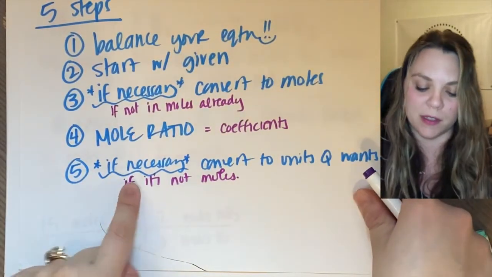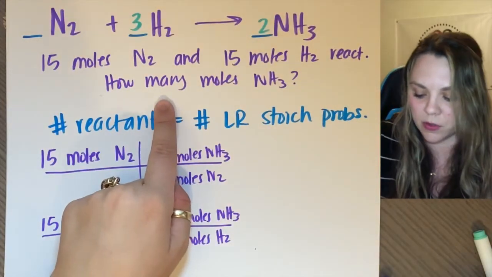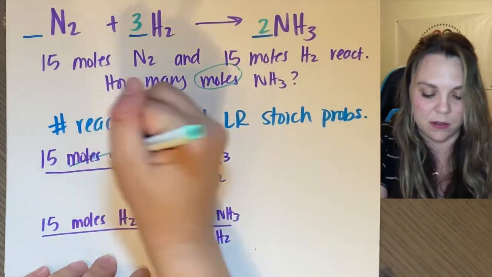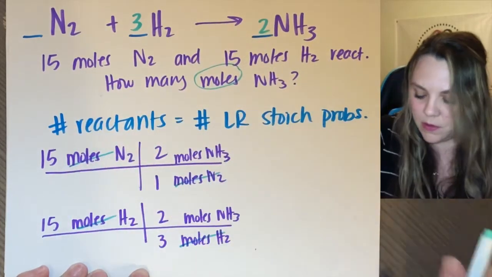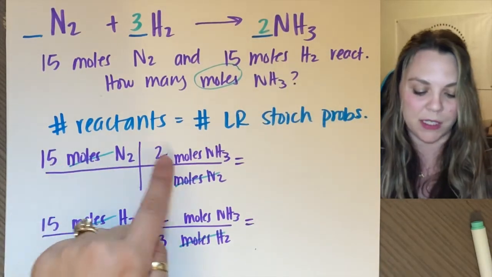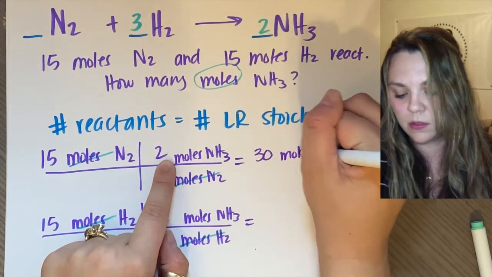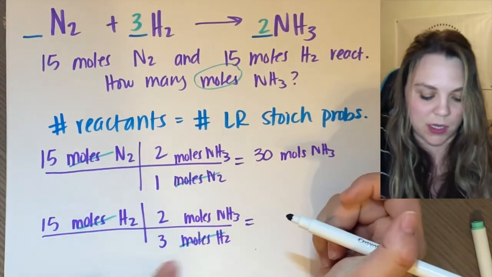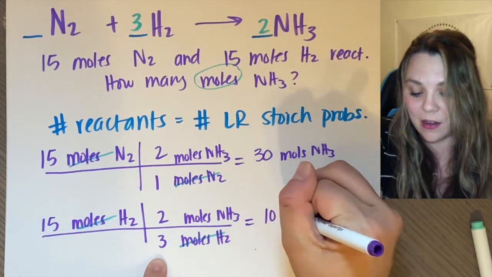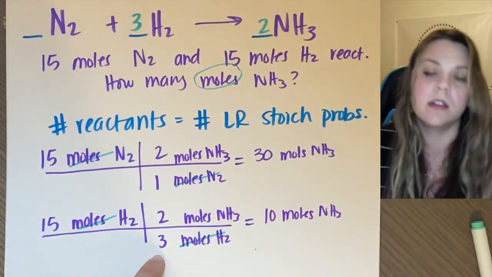And my last step, if necessary, convert to the units the question asks. Question's asking for moles, okay? So I don't need to convert, I'm going to be in moles of NH3. So those guys cancel. And I do some sweet math, 15 times 2, 30 moles of NH3, or 15 times 2 is 30, divided by 3 is 10 moles of NH3, okay? So now what the heck?